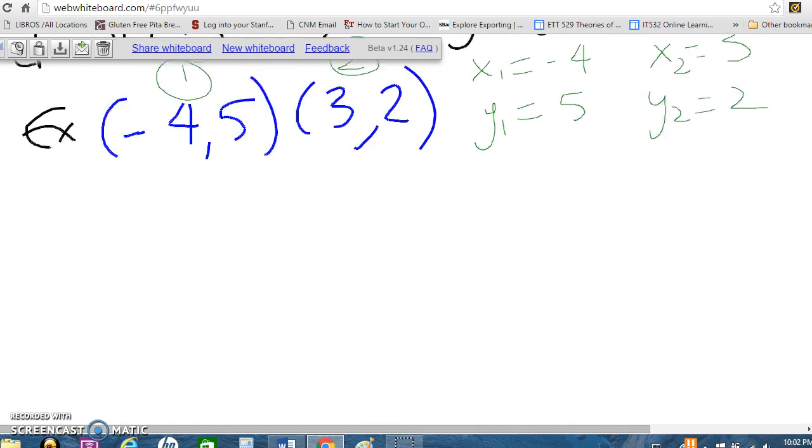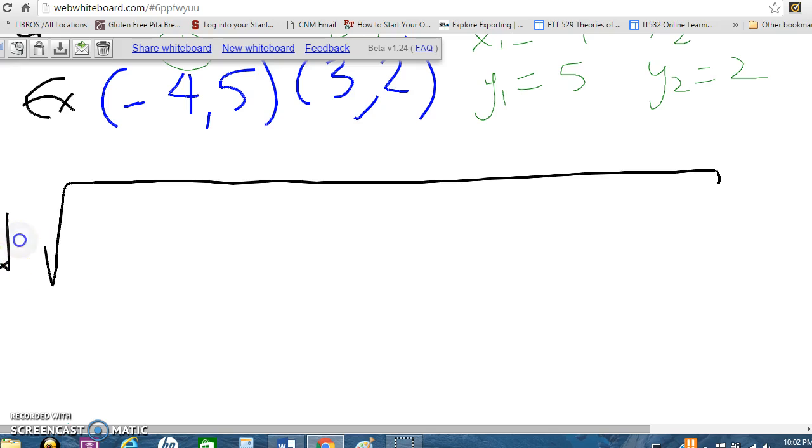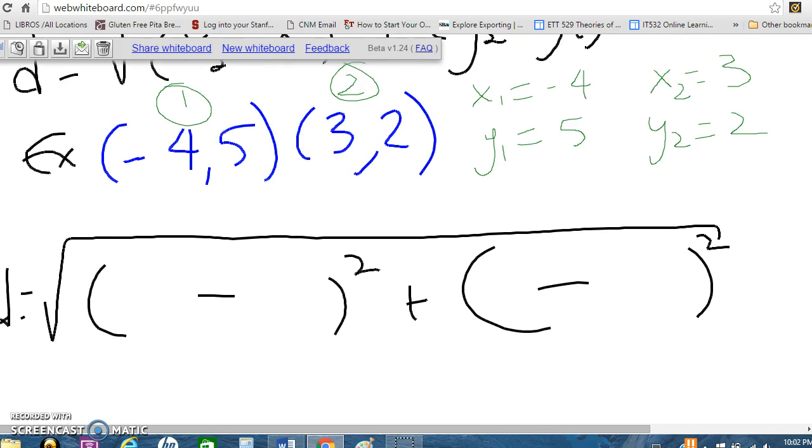So let's just put it in the formula that we just saw. We're going to say the distance is going to be equal to the square root of something minus something squared plus something minus something squared. And so it's going to be x2, which in our case is 3, minus x1, which is -4, squared, plus y2, which is 2, minus y1, which is 5, squared.